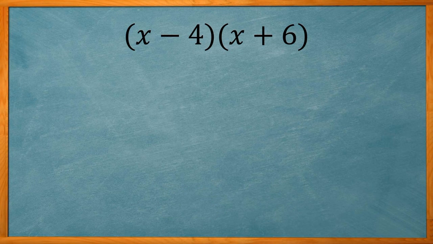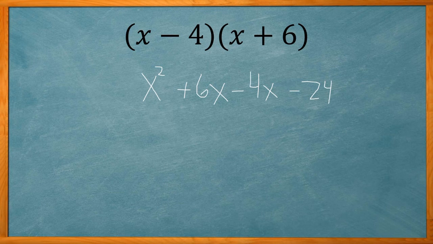All right, did you get it? So let's see, we have x times x gives us the x squared. x times 6 is 6x. Negative 4 times x is negative 4x. And negative 4 times 6 is negative 24. Combine the middle terms, 6x minus 4x is 2x. So x squared plus 2x minus 24. That is our answer.